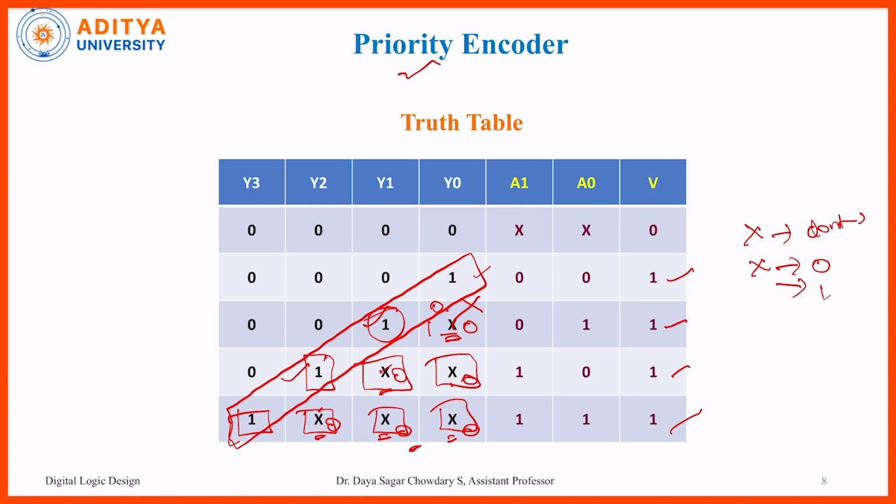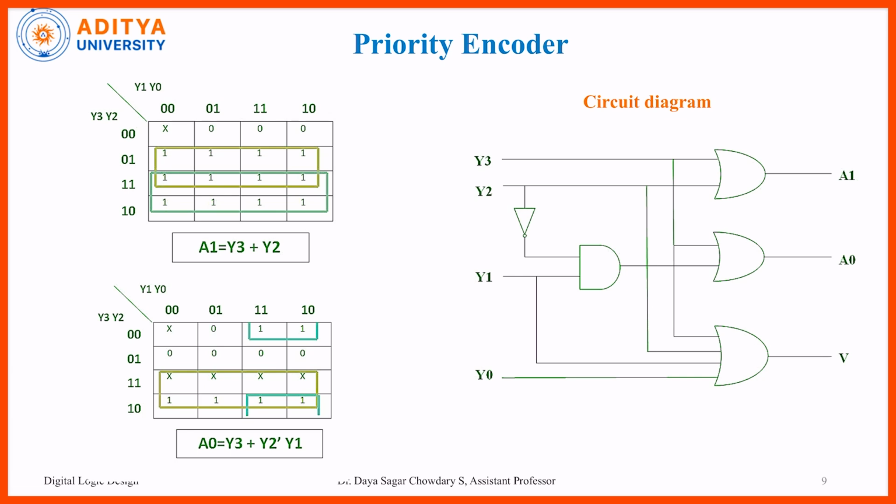That means it will assign the priority to each and every application and it will come out of that particular issue. So this is why we are using this priority encoder. That means we will come out of that issue. So this is the priority encoder.